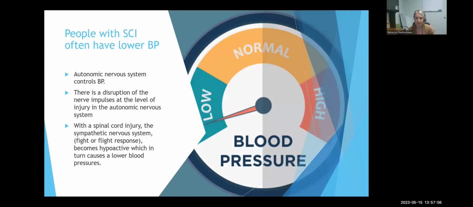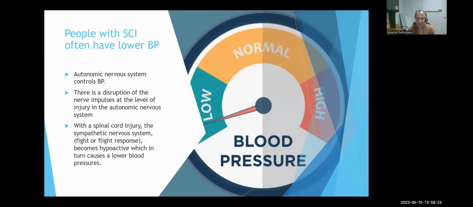One really important thing to keep in mind is that people with spinal cord injury often have low blood pressure. So this autonomic nervous system, that automatic nervous system, kind of controls the blood pressure. And because there's that disruption of the nerve impulses at the level of the spine injury, the autonomic nervous system isn't working quite right. So with the spinal cord injury, the sympathetic nervous system, that fight or flight response again, actually becomes hypoactive for the majority of the time, which in turn causes a lower resting blood pressure.